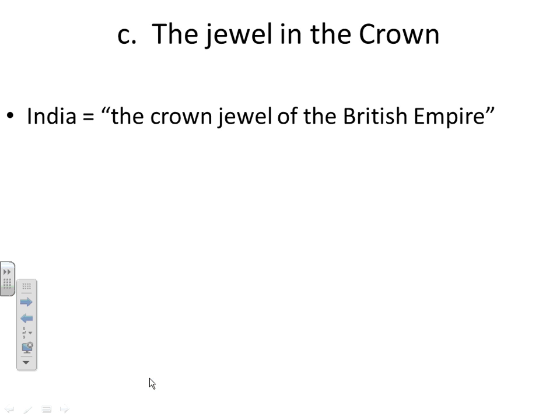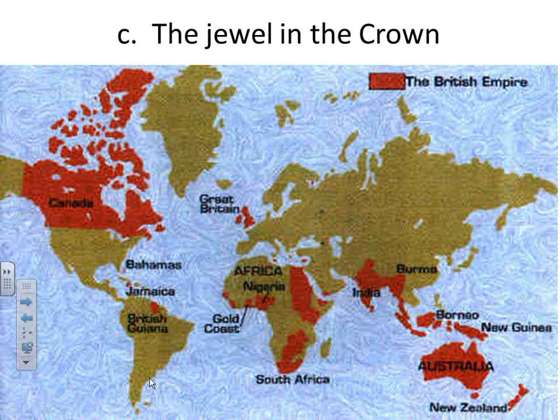This term, the crown jewel of the British Empire, is a term that was repeated often during the age of imperialism. The British Empire was vast. This gives you a sense of the British Empire. You can see everything in red is being identified as territory that the British had. Here is India in Southeast Asia, and it was identified that India was the greatest treasure within the entire British realm.